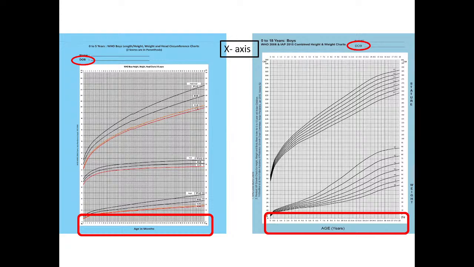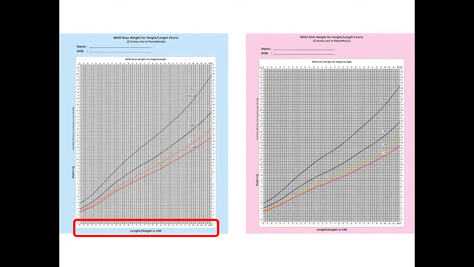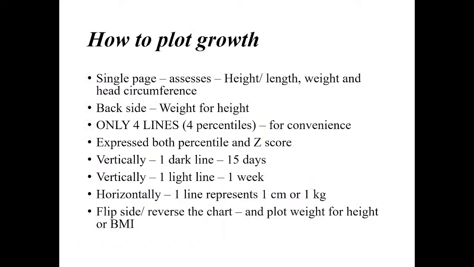So this is age in months for 0 to 5 years, and after the age of 5, for 5 to 18 years, we are using the age in years on the x-axis. Then on the y-axis, I already told you there are 3 things: weight, head circumference and length. Here this is the weight and height. The same for the back of the chart, where you are using length and weight. So you have length here and weight here. Okay, so this is the y-axis.